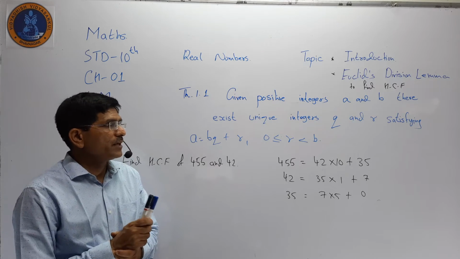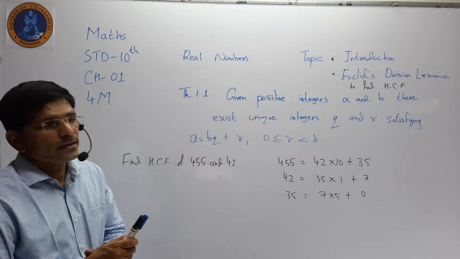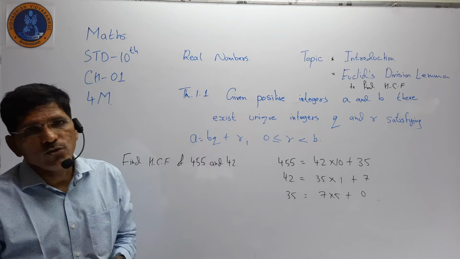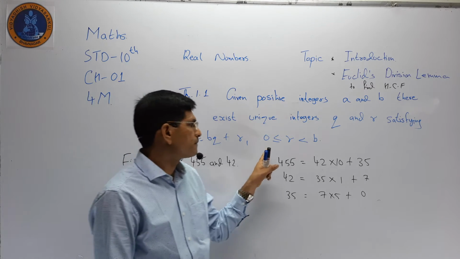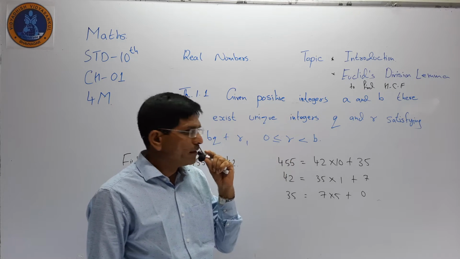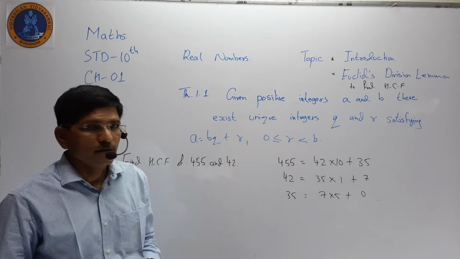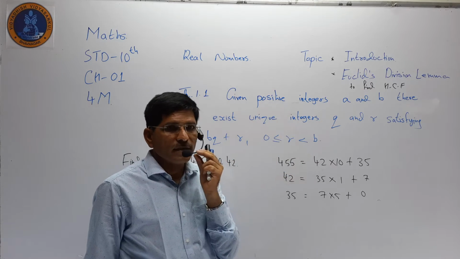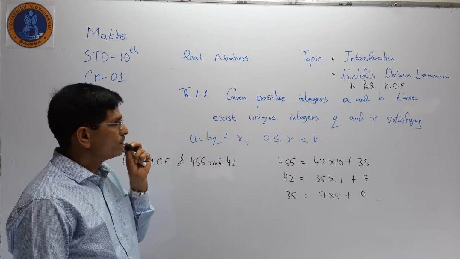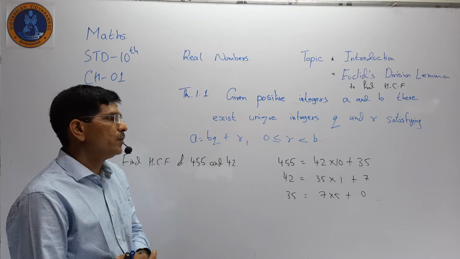Given positive integers a and b, there exist unique integers q and r satisfying a equals bq plus r, where 0 is less than or equal to r, which is less than b. I said 5 earlier, but it should be b. Here a and b are two positive integers.